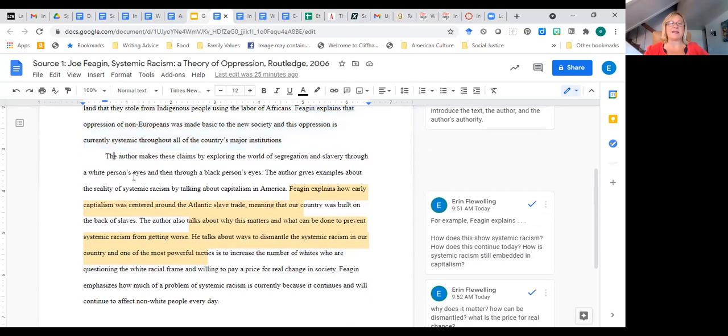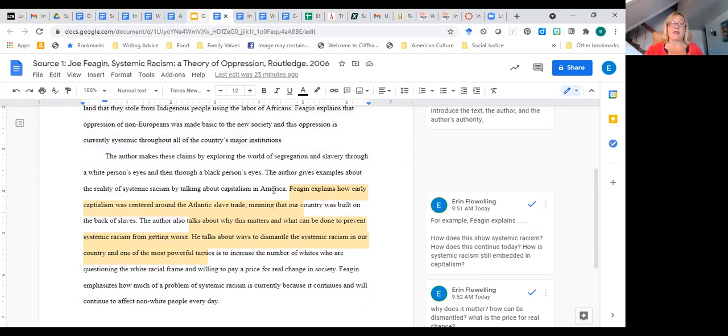And then the author makes these claims by exploring the world of segregation through a white person's eyes and then through a Black person's eyes. There's no more details on that. And so that might be, if the author wants to expand on that, that would be useful. If the author doesn't want to expand on that, then that probably needs to go away.